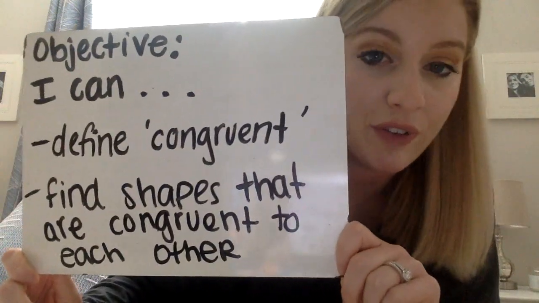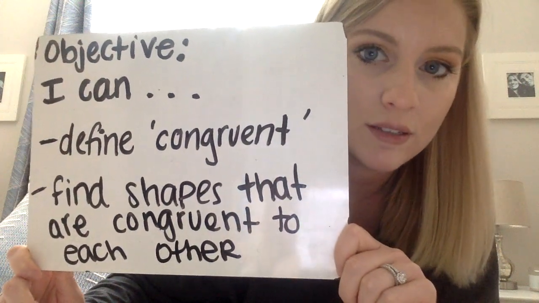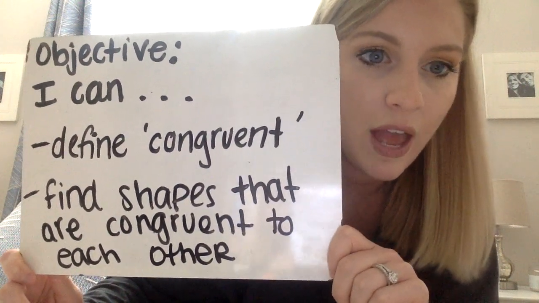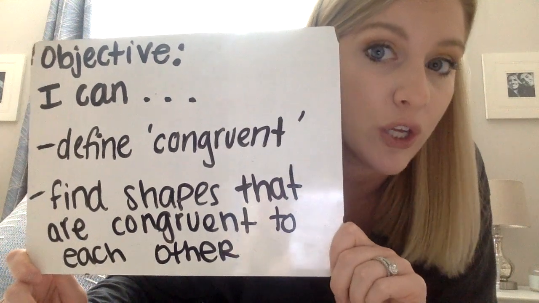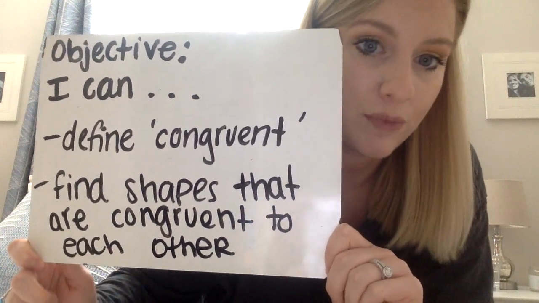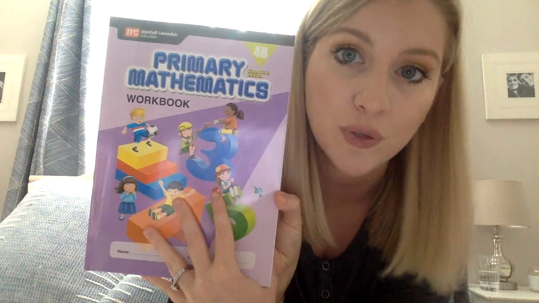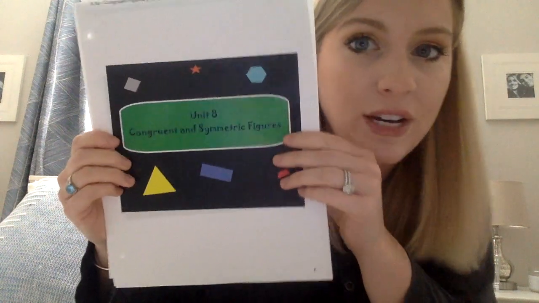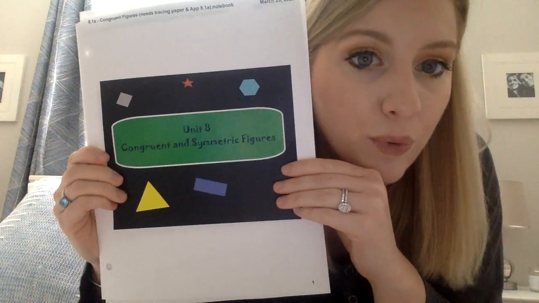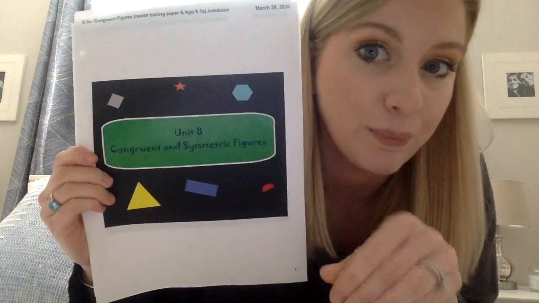Our objectives today: we're going to define the word congruent in our math terms, and then we will find shapes that are congruent to each other. The materials you will need are your math workbook 4B and a pencil. You will need these attachments that I've sent to your parents. It's just our usual Smartboard lesson printed out and simplified a bit.